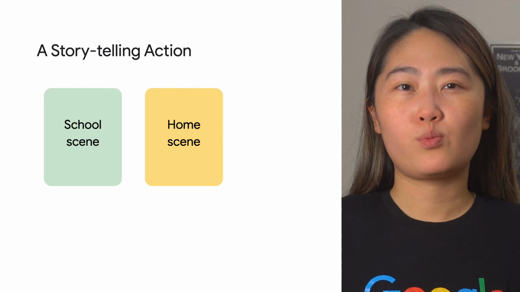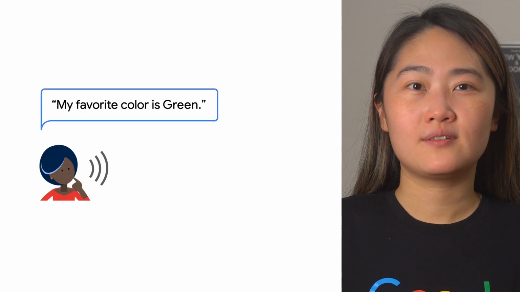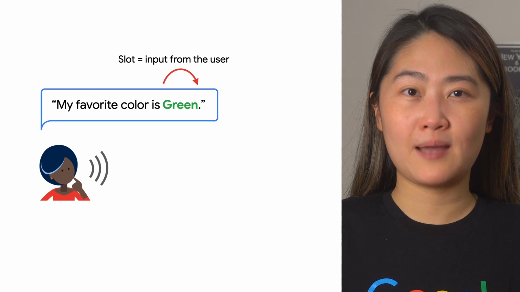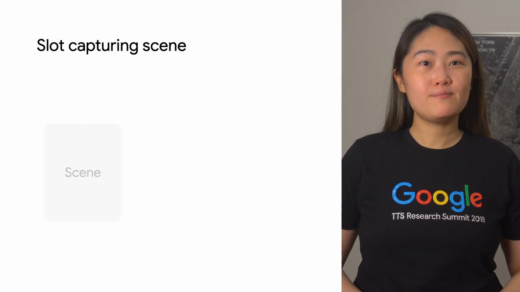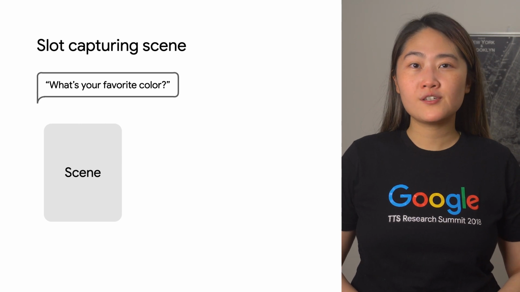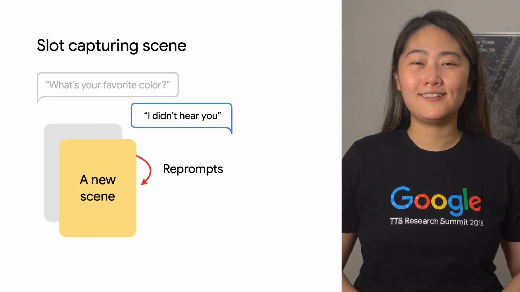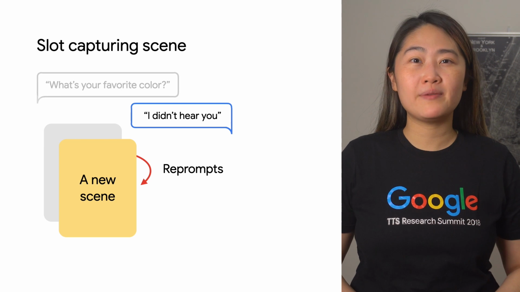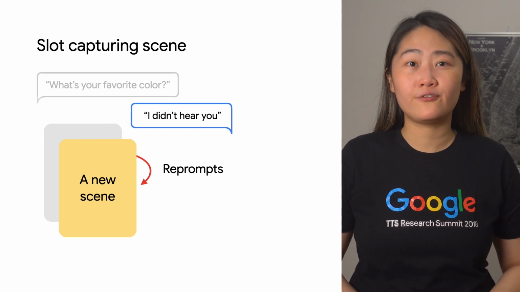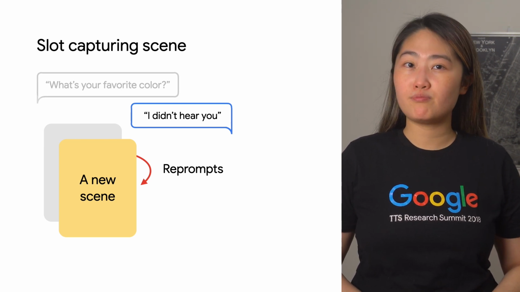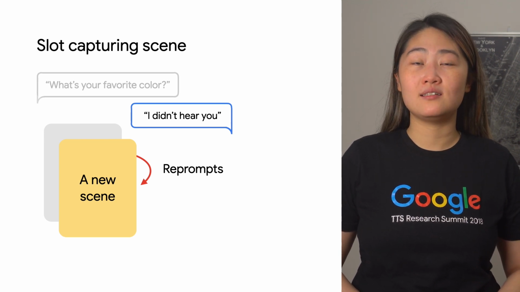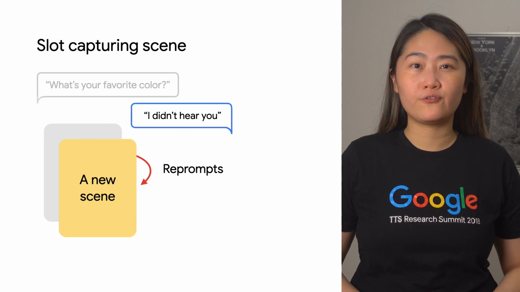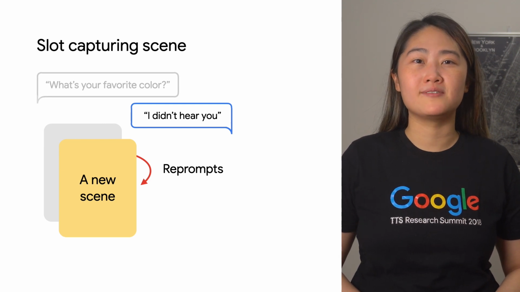Second is when slot filling is required. You will need to create a new scene to capture the input, or what we call slot, from the user. For example, if you're requiring a user to respond with their favorite color, the scene will keep prompting the user until the slot is fulfilled or it runs out of reprompts. So it's important to create a new scene whose sole purpose is to fulfill the slot capturing requirements.